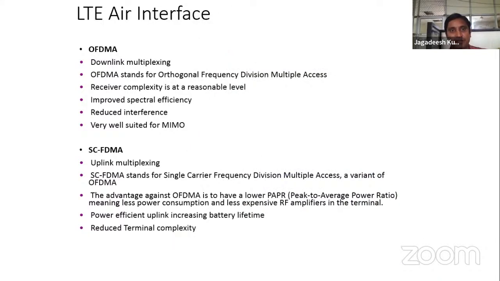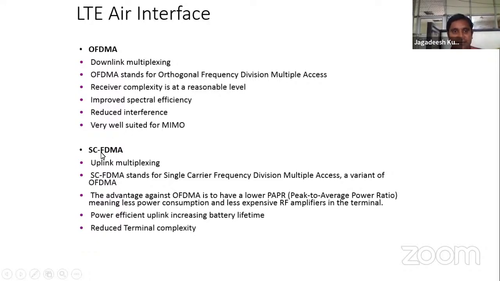So while communicating through our E node B, uplink, downlink, we'll be using OFDM, which is the downlink multiplexing. OFDM stands for orthogonal frequency division multiple access. The receiver complexity is at a reasonable level, and spectral efficiency is there. Interference is low and very well suited for MIMO.